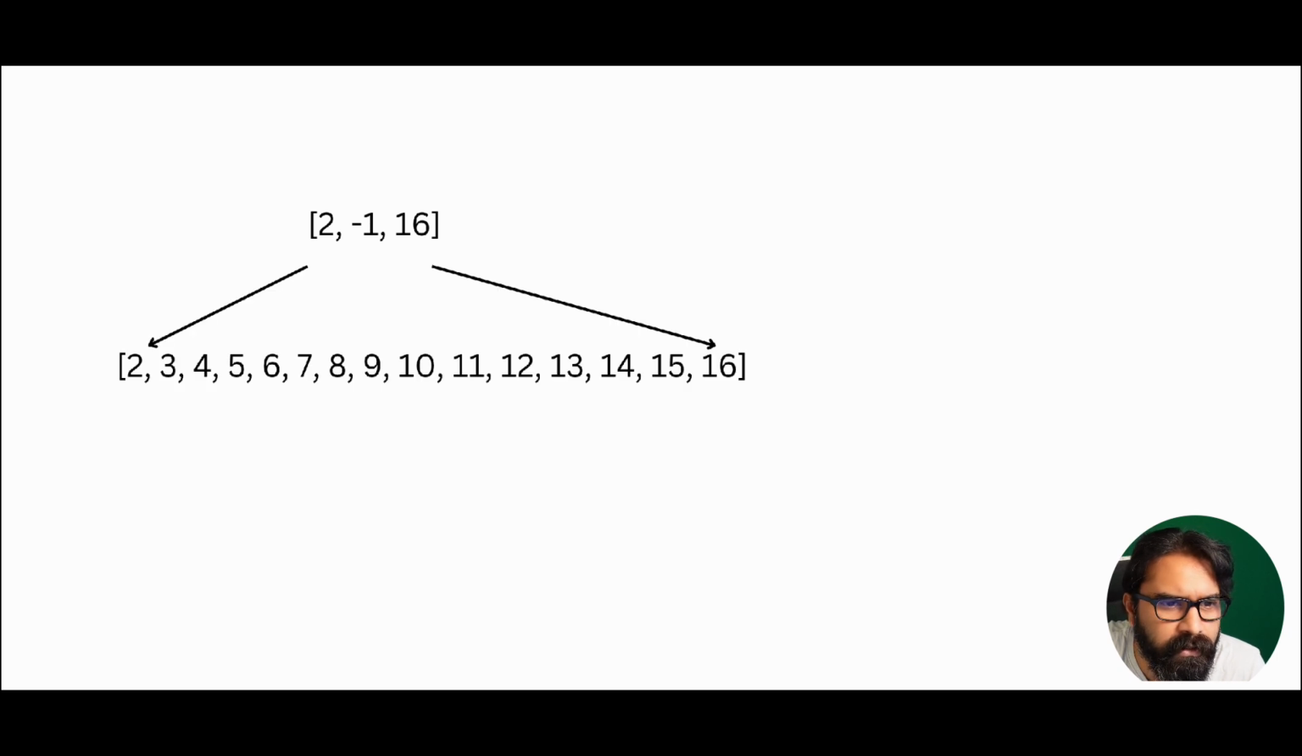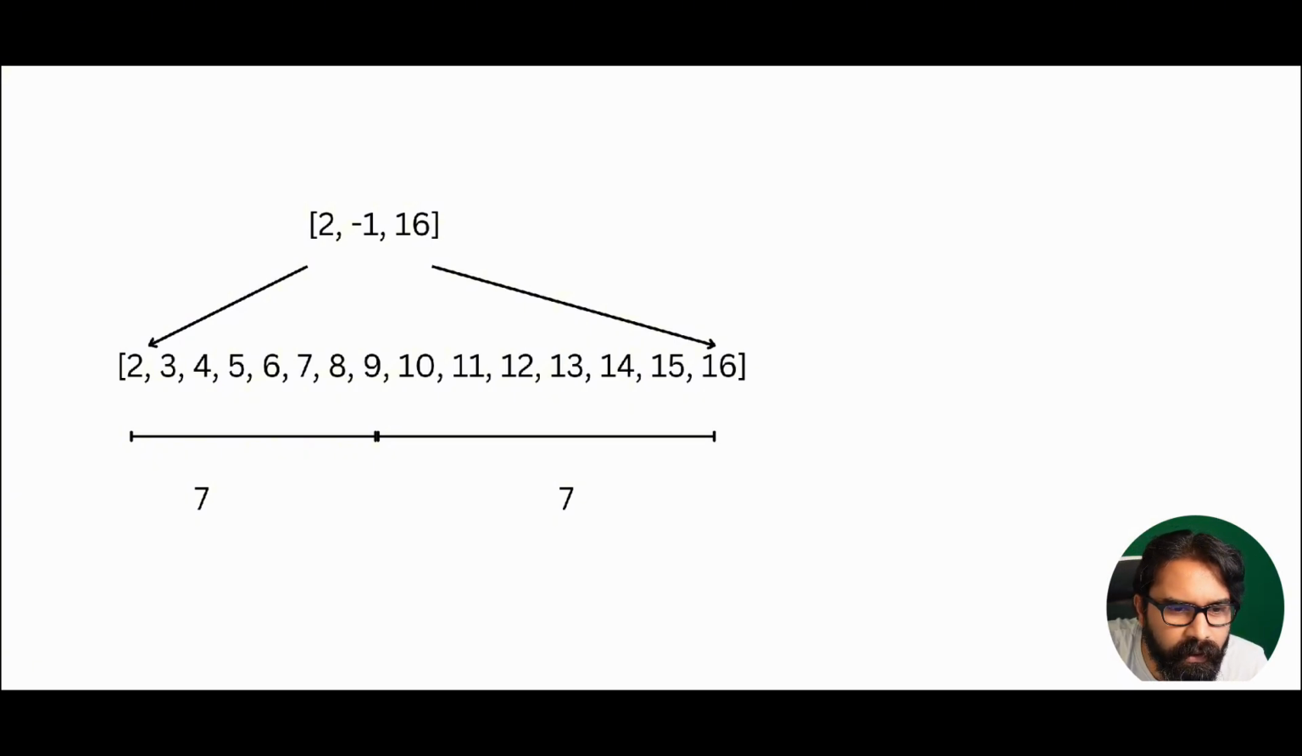In order to understand this problem in detail, let's start with a very simple use case and try to build a much more complicated use case and see how we go about it. Let's say we have something like 2, -1, and 16. In this case, we can expand the numbers between 2 and 16: 2, 3, up to 16. And we can see that number 9 is somewhere around the middle between 2 and 16.